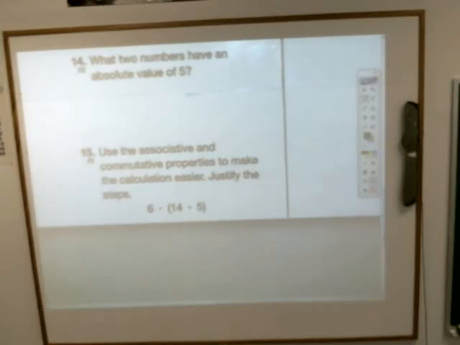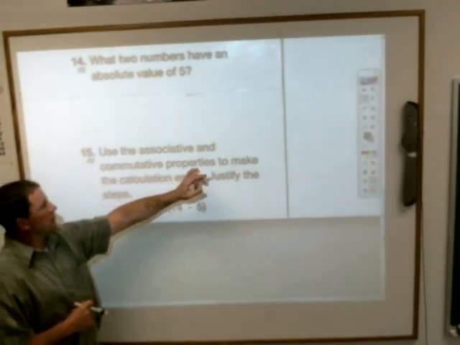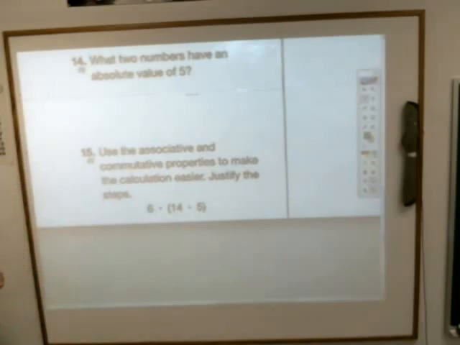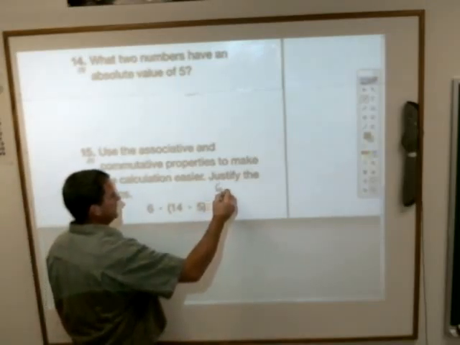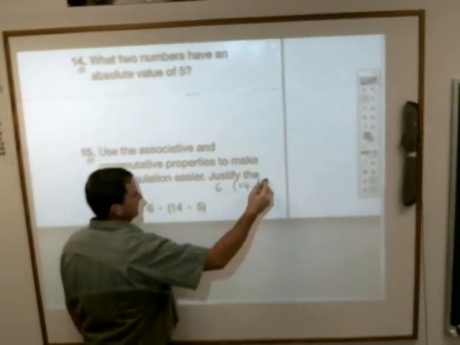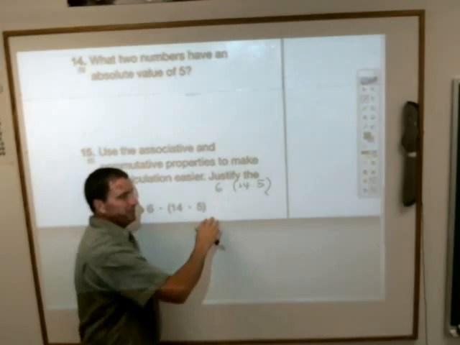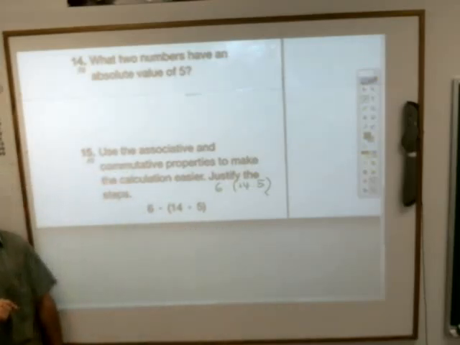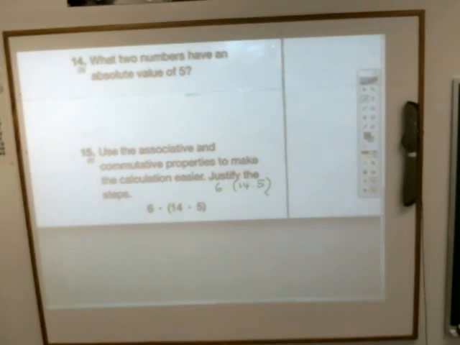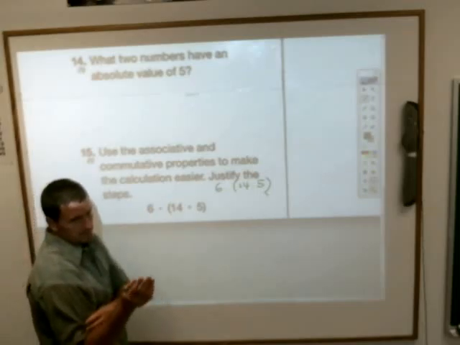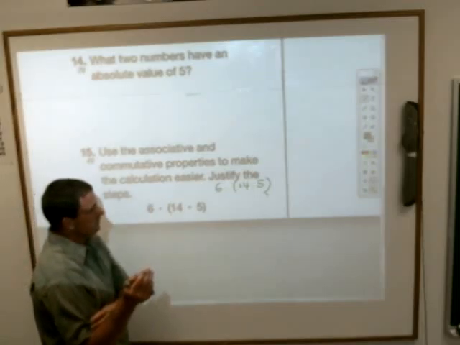For example, problem 15. Use the associative and the commutative properties to make the calculation easier. Now you could do this as it is, but what would make it easier to do? By the way, this is some upper level math stuff. Take a look at this. If you've got this 6 times 14 times 5, multiplying 14 times 5 and then multiplying by 6 is not the easiest way to do it. You can do it that way, but because of the properties of math, you can change the things to make it the easiest thing. For example, the first thing, Emma Haynes, you might do is?